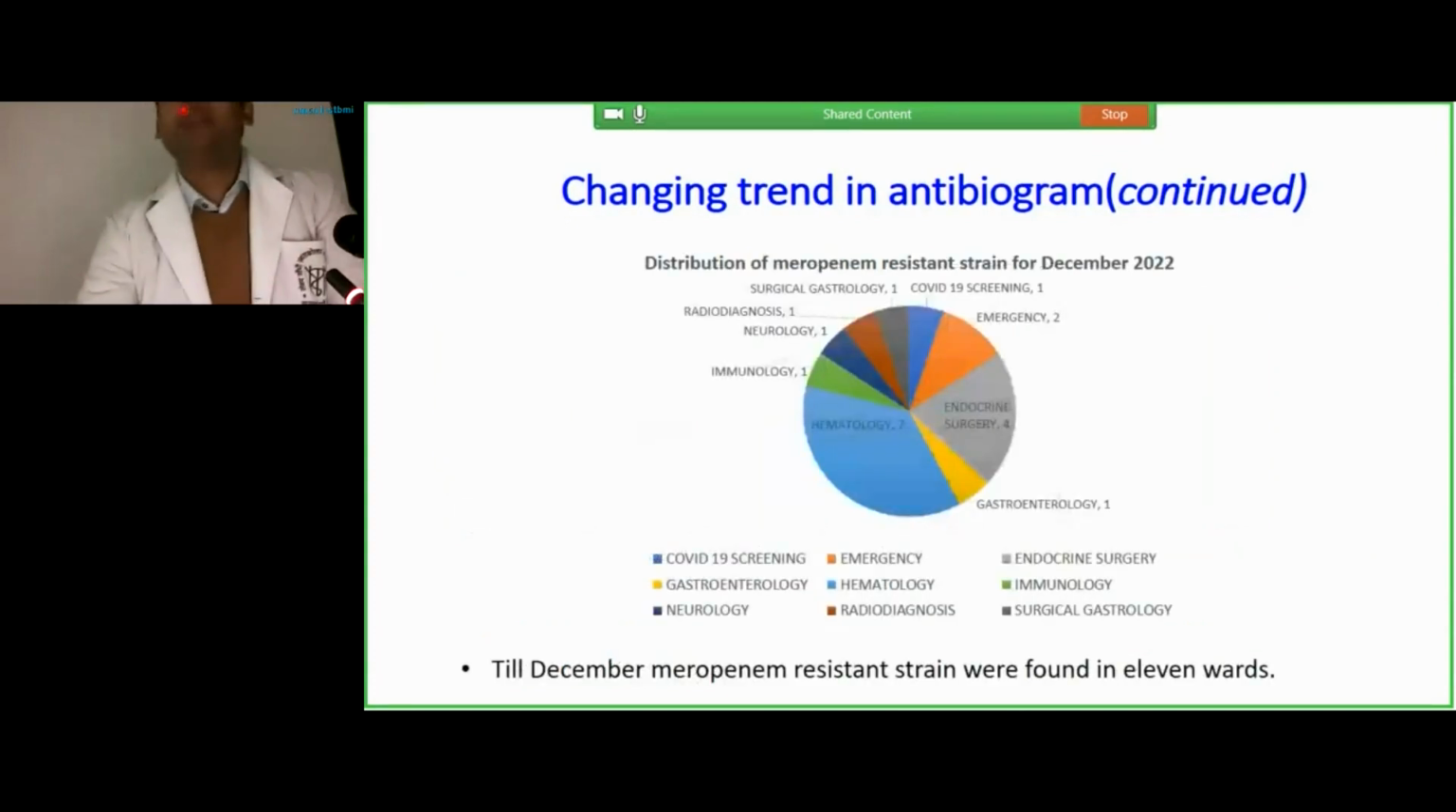But for the month of December, compared to the 6 wards from which meropenem-resistant strains were isolated, it increased to 11 wards. New wards like neurosurgery, COVID-19 screening, and the immunology ward were added. So from 6 to 11 wards, resistant strains were found.